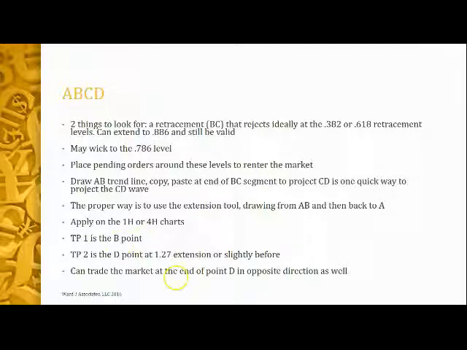To find the projection of the CD leg, you can draw the AB trend line, copy and paste at the end of the BC retracement segment to project the CD. Is one quick way. The proper way is to use the extension tool. You basically fib from A to B and then back to A.